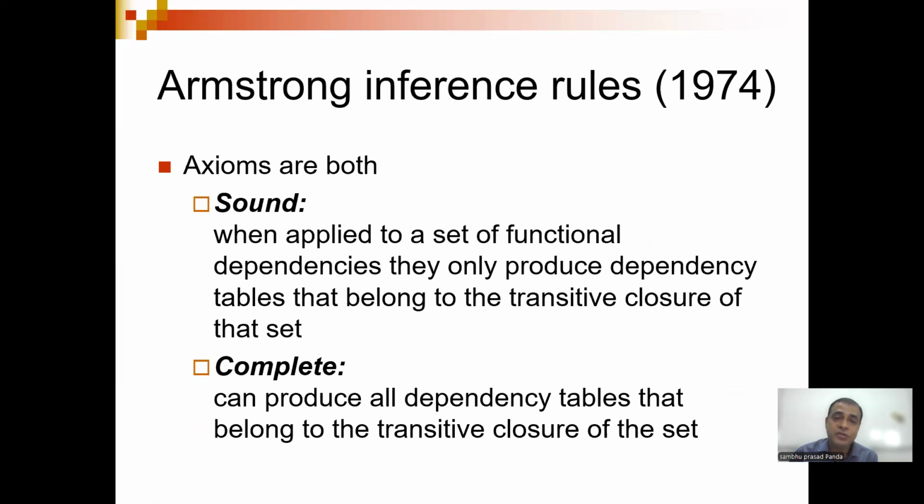And Armstrong axioms are both sound and complete. So when applied to a set of functional dependencies, they only produce dependencies that belong to the closure of that set. They can produce all dependencies that belong to the closure of the set.